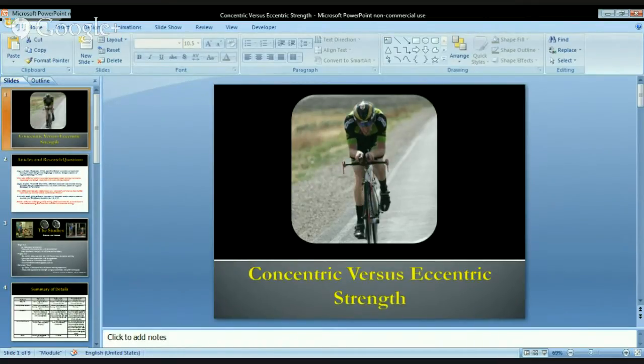There are different kinds of contractions. Your calf muscles contract isometrically throughout the pedal stroke. Your quadriceps extend, and your hamstrings pull your leg backwards. And those are concentric muscle contractions. Eccentric is a little bit different.